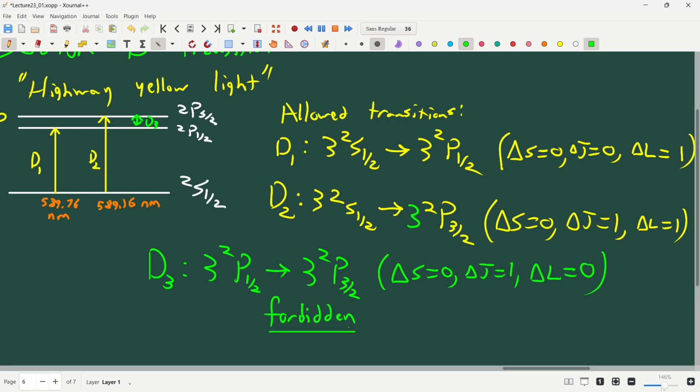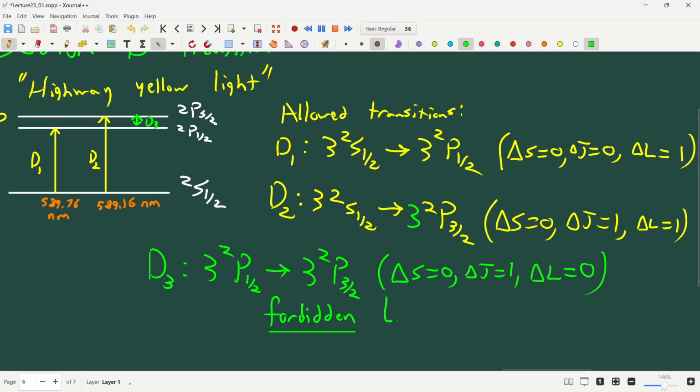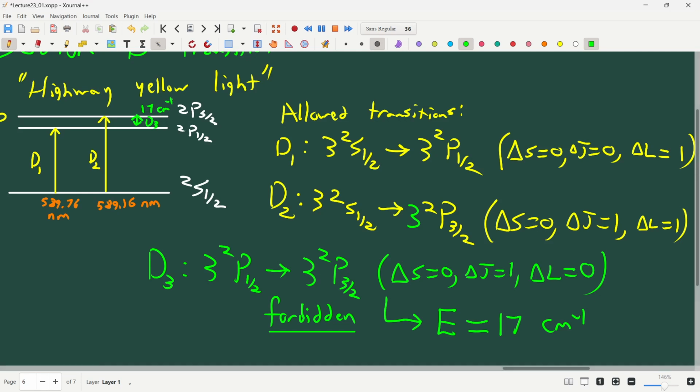And I just wanted to say what the energy of this is, even if we could see it, right? The energy of this state, the spacing between the levels is 17 wave numbers. Now remember what I said. The spacing between levels goes as 1 over n cubed. So as n increases, it gets smaller and smaller, but it gets bigger as Z increases.